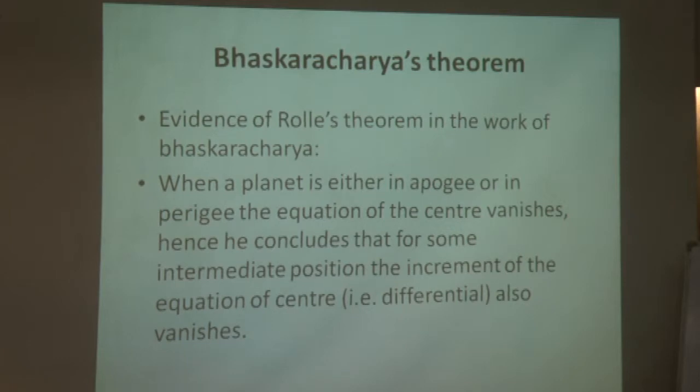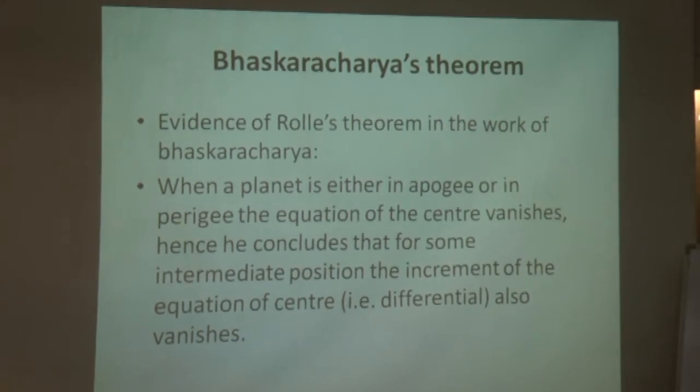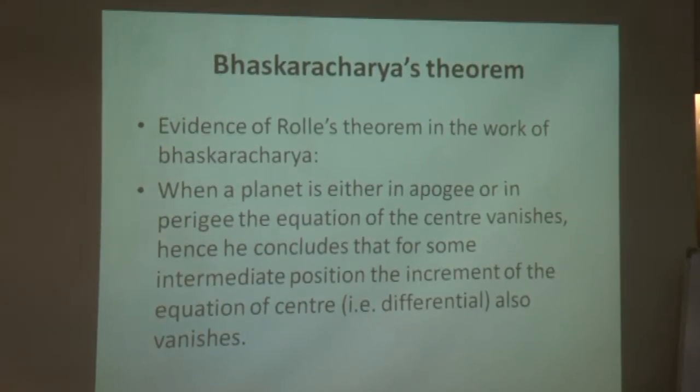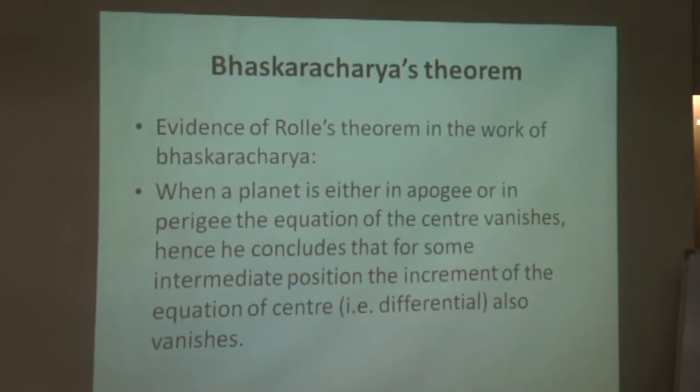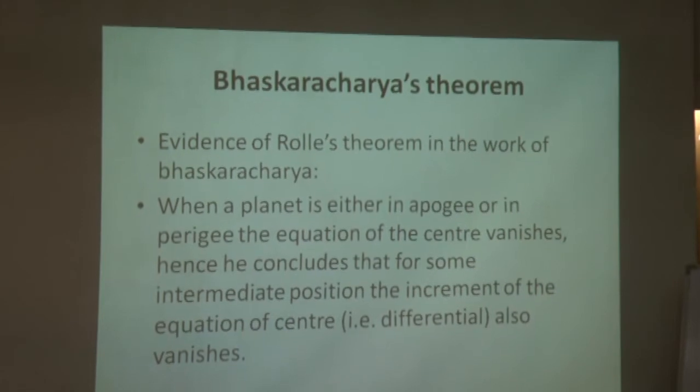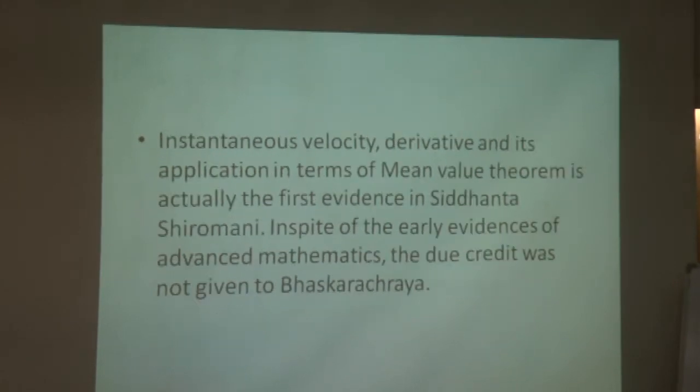One can see the evidence of Rolle's theorem in the work of Bhaskaracharya in the statement which says that when a planet is either in apogee or in perigee, the equation of center vanishes. Hence, he concludes that for some intermediate position, the increment of the equation of center, that is the differential, also vanishes. The instantaneous velocity, derivative and its application in terms of the mean value theorem is actually the first evidence in Siddhanta Shiromani. In spite of early evidence of advanced mathematics, the due credit was not given to Bhaskaracharya.